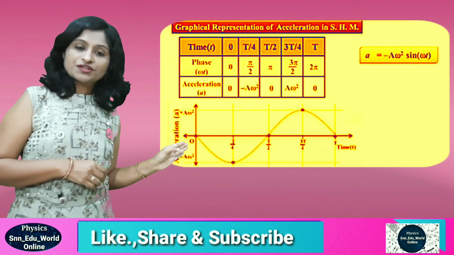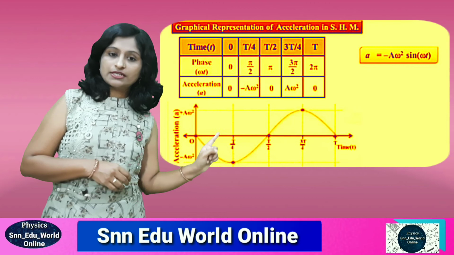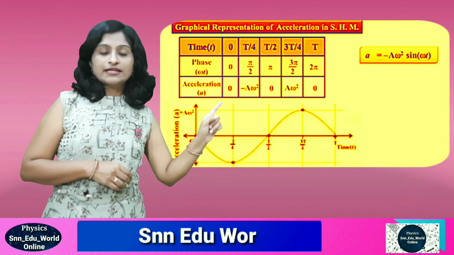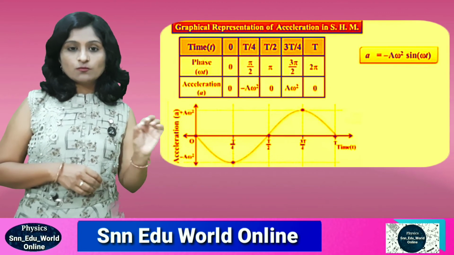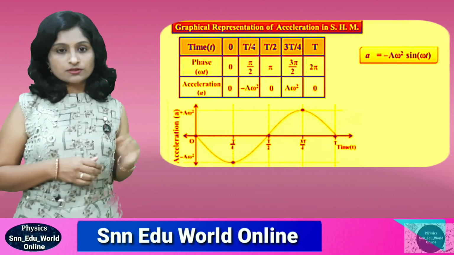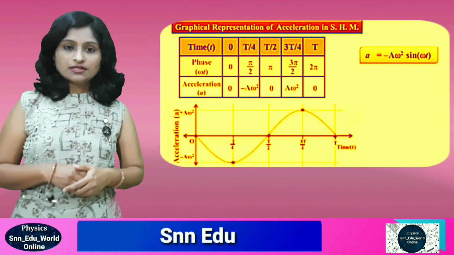So the first term will be 0, next minus a omega square will come, next again sine 180 is 0. Next it will be -1. -1 into minus a omega square will be plus a omega square. So the next term will be plus a omega square and again the last one will be 0.